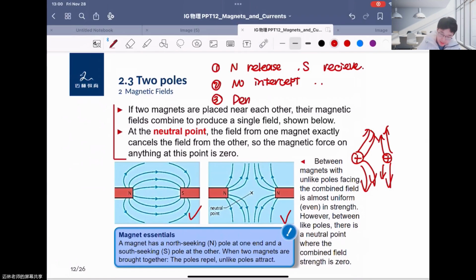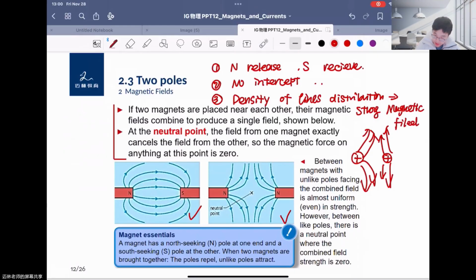So we said the density of the lines distribution just gives us the result that it has a very strong magnetic field, okay? So this is a very similar property just as the electric field. If you have any question, please just trace back to the electric field part and try to make a review, okay? This is for the third property, okay?